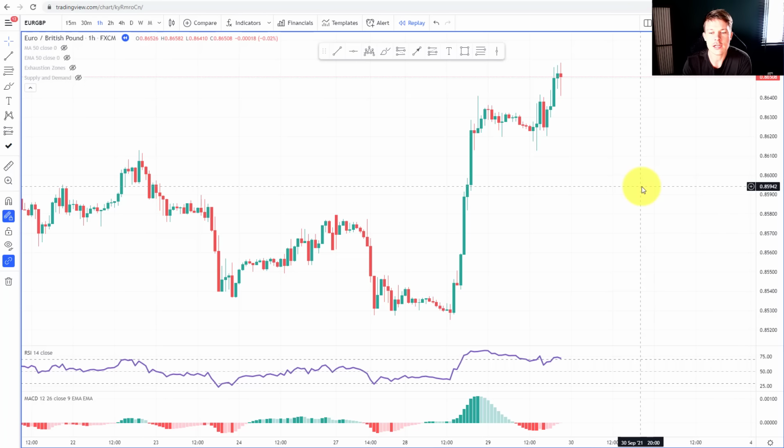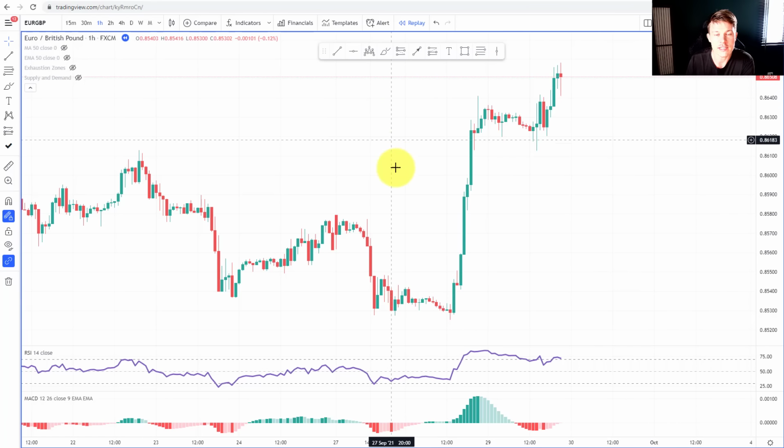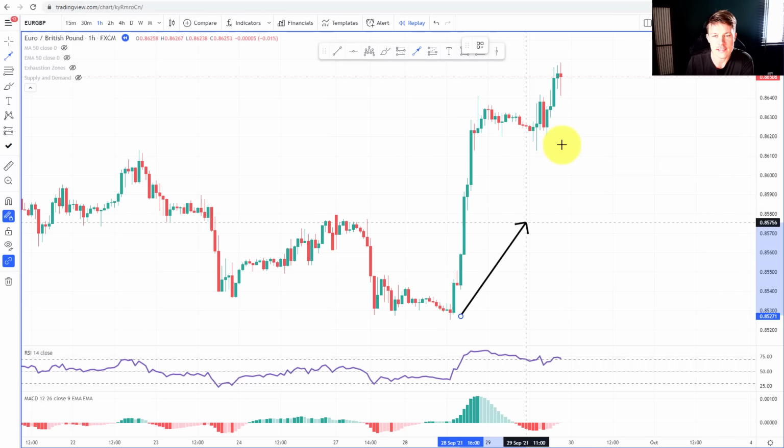Before we get started, I don't want to spend too much time repeating what a divergence is because I have made videos in the past and I will link them in the video description. But just to make sure that we all understand what we are looking for, let's take a look at this price action chart. And you can clearly see that the market is in an uptrend.